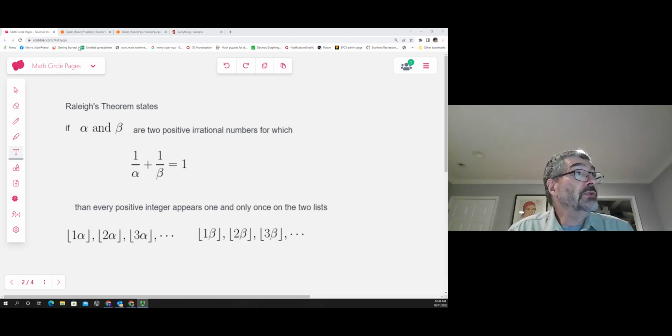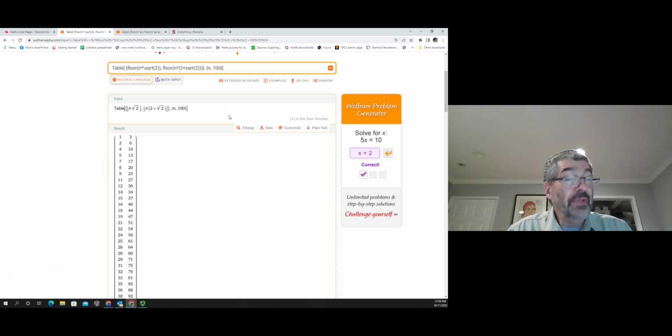So just to remind you, the one example that we looked at was the square root of 2. If alpha is the square root of 2, and you solve 1 over alpha plus 1 over beta equals 1, you find out that beta is 2 plus the square root of 2. And here you look at their multiples and round them down to the nearest integer. The multiples of alpha are in the left column, the multiples of beta in the right column, and 1 and 2 are on the left, 3 is on the right, 4 and 5 are on the left, 6 is on the right, 7, 8, and 9 are on the left, right?